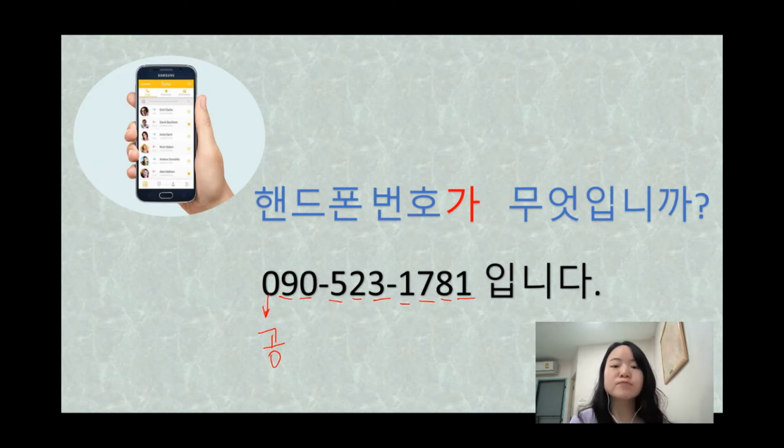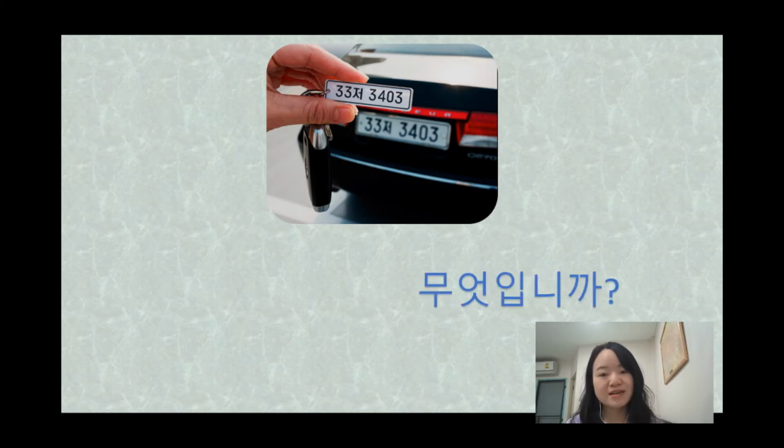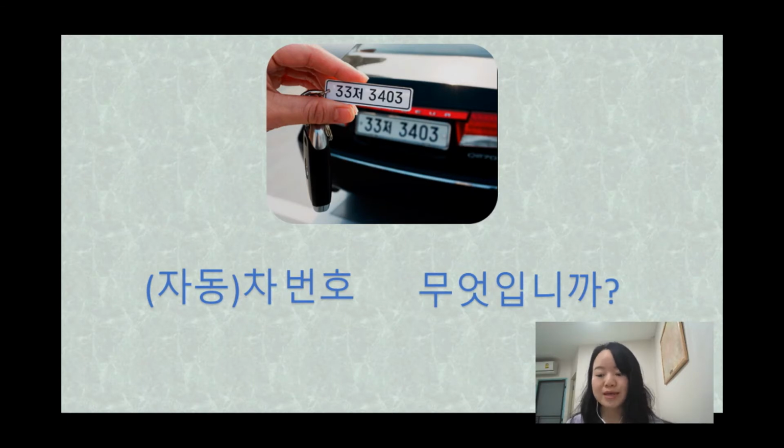Okay, one more time. What's your mobile phone number? 핸드폰 번호가 무엇입니까? Okay, 090-523-1781입니다. Okay, good. Then move on. Okay, car number. What's your car number? 무엇입니까? Okay, try. Car is okay, 차 or 자동차. Okay, number. 번호. Okay, so 차 번호가 무엇입니까? Or complete sentence. 자동차 번호가 무엇입니까?